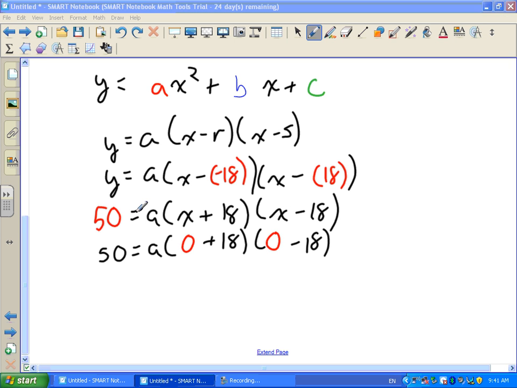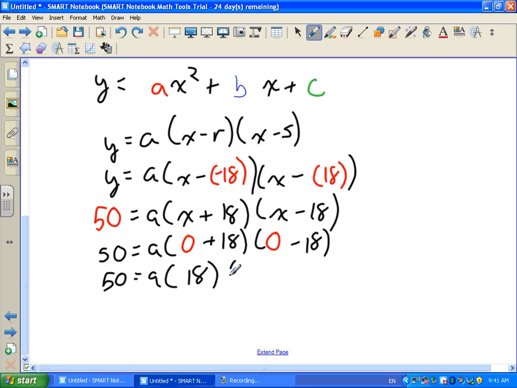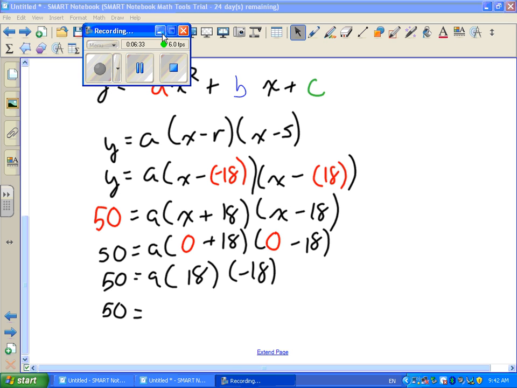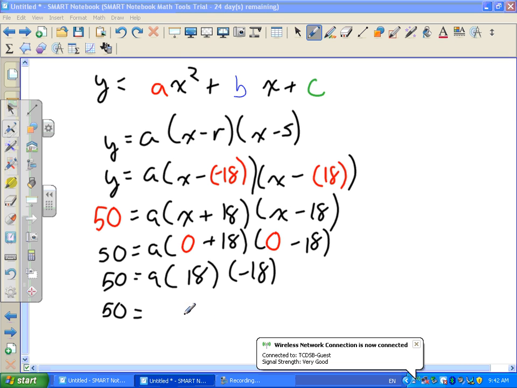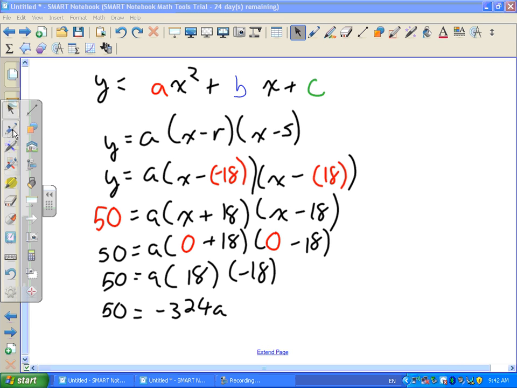I just need to isolate A. So we have our 50 is equal to A. This becomes positive 18. This becomes negative 18. 50 is equal to, I've given different values here. Okay, yeah, that's right. It becomes negative 324A. And then, whoever had that calculator, I want you to tell me what this is.